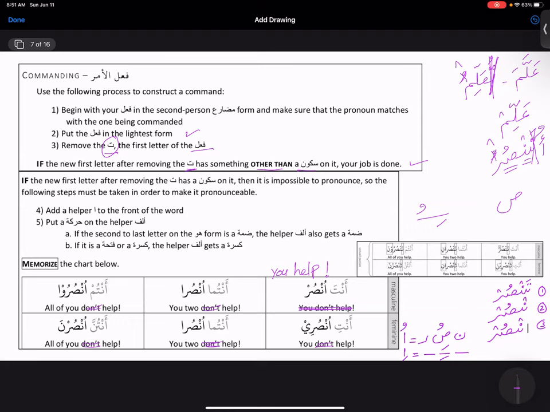Now, remember that whenever we need to, we look at the middle root letter. If the middle root letter has dhamma or kasra, the helper Hamza will take dhamma or kasra. But what if the middle root letter has fatha? Kasra is going to be taken. It is never ever going to take fatha. You need to remember that. There is one exception, we are going to discuss that later. But right now I'm telling you that when we are commanding, you will not see fatha on the helper alif unless there is a certain bab, and that bab is the Aslama bab.